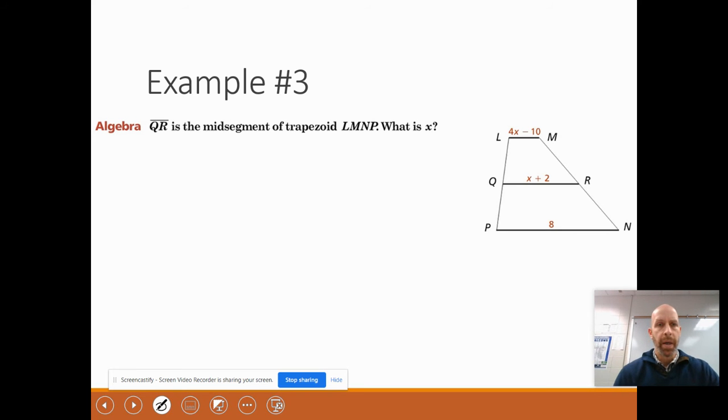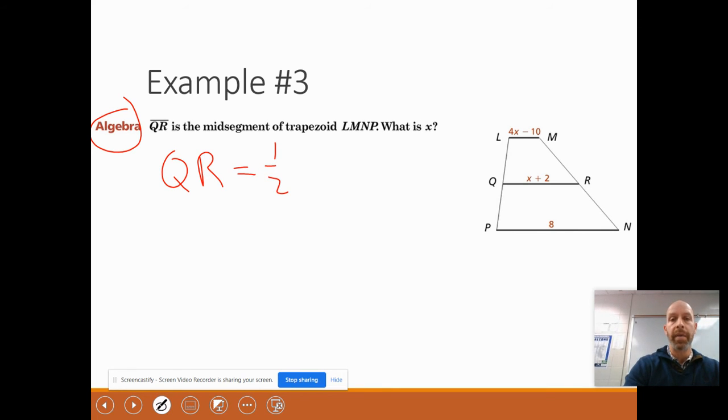I guess I have two examples here. I apologize. This one's involving algebra. I did want to do an algebra one, so let's go ahead and look at that. So we're going to use the same formula again, and the best way I think to start this out is just to write the formula. And the formula is the mid-segment here, which by the way is QR, that's given, is equal to 1/2 the length of the bases. So that's going to be LM plus PN.